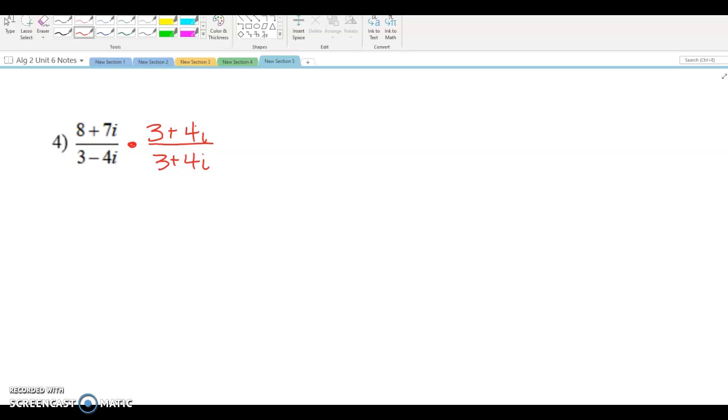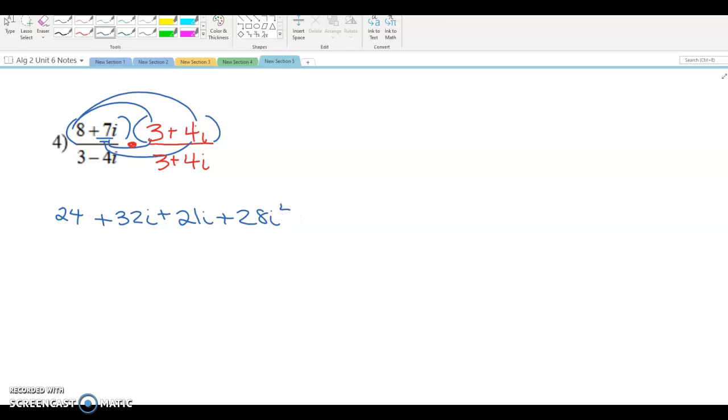Now, whenever we multiply fractions, we multiply them straight across. So I'm going to multiply the numerators. So I'm going to do 8 times 3. That'll be 24. Then 8 times 4i, and get 32i. And then inside, so 7i times 3, 21i. And then last, 7i times 4i, which is 28i squared.